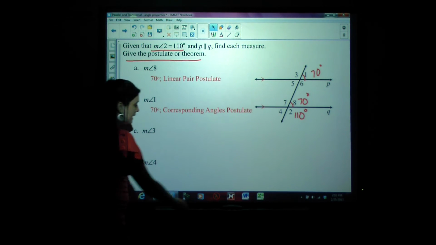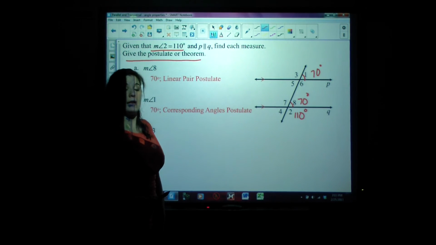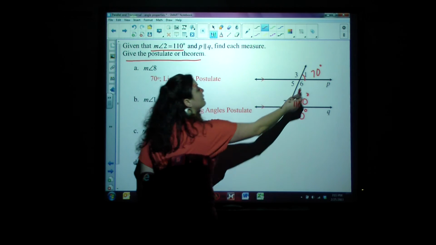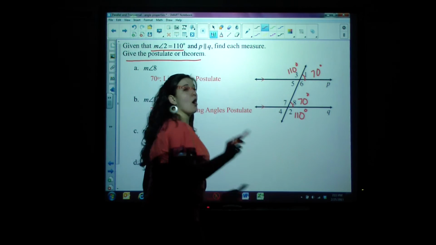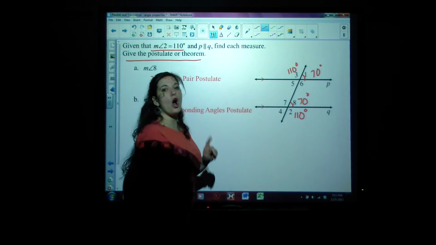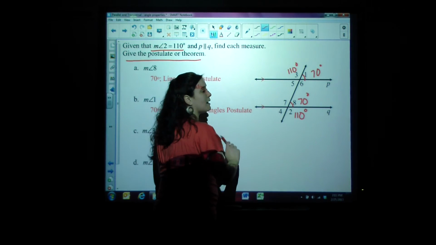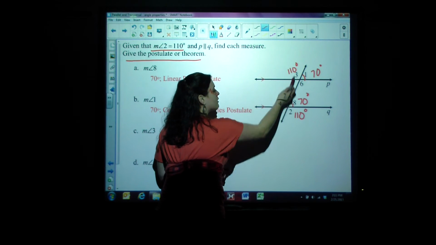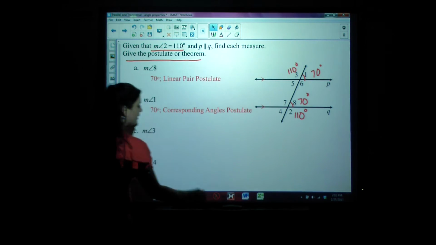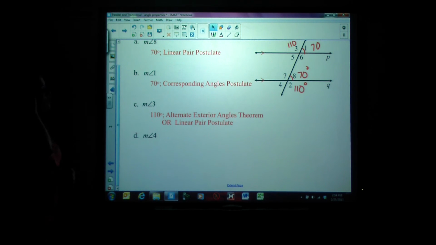Next one, angle 3. Well, angle 1 and angle 3 are a linear pair, which means they add up to 180. So I could subtract from 180, and I would be left with 110. Or, another way to think about it is that 3 and 2 are alternate exterior angles. And again, we have parallel lines cut by a transversal. Those alternate exterior angles are going to be congruent. 3 and 2, same angle. So that's actually what I have written down here. It's going to be 110 degrees, but for one of two reasons. Either because of the alternate exterior angles theorem or the linear pair postulate.